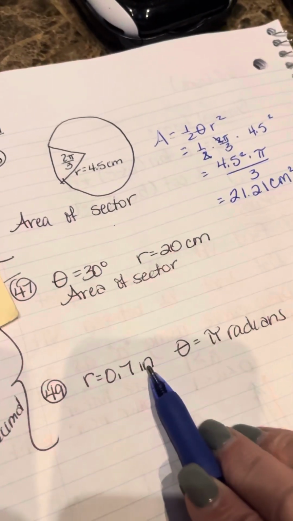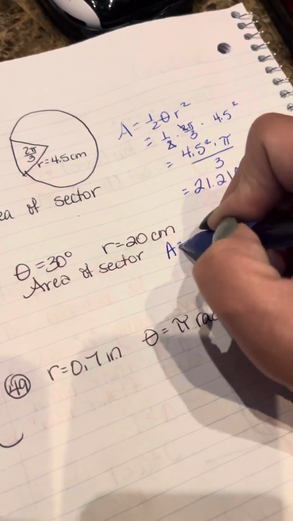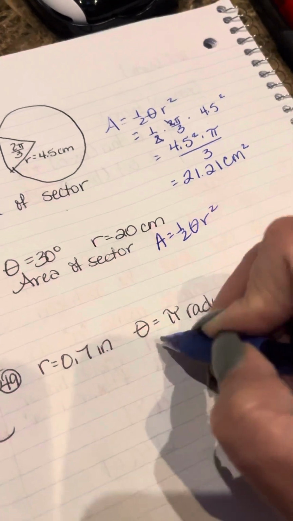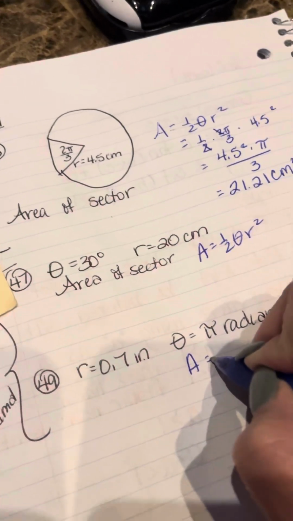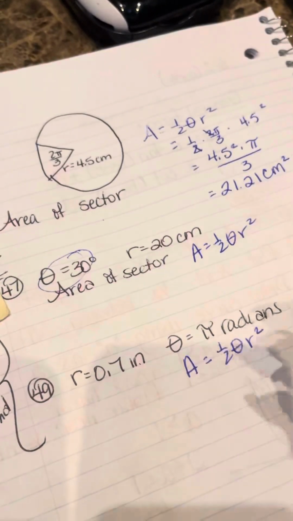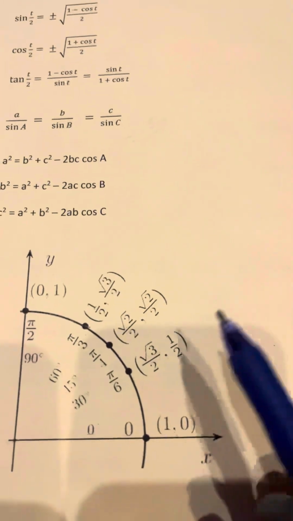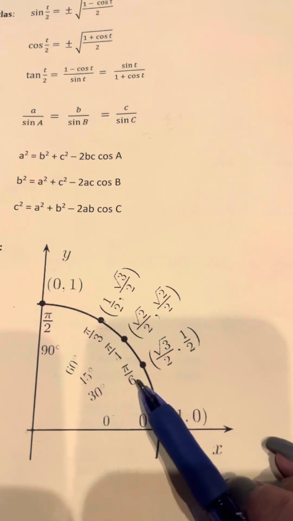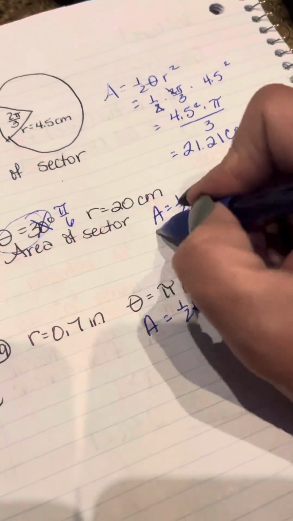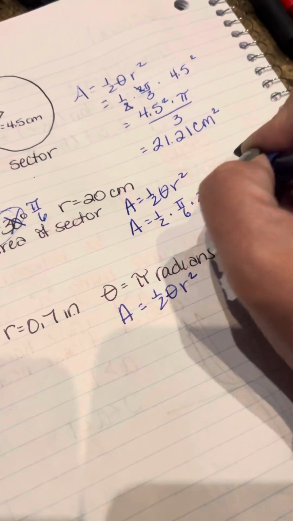These next two are the same thing. It's area of a sector. So same formula is being used here. In number 47, the formula is not usable right now because theta is not in radians. So I have to change 30 degrees to radians. Good news. 30 degrees is right here on our formula sheet. So all we have to do is rewrite that as pi over 6. Then we can go ahead and substitute it into our formula. So we have pi over 6 times 20 squared.